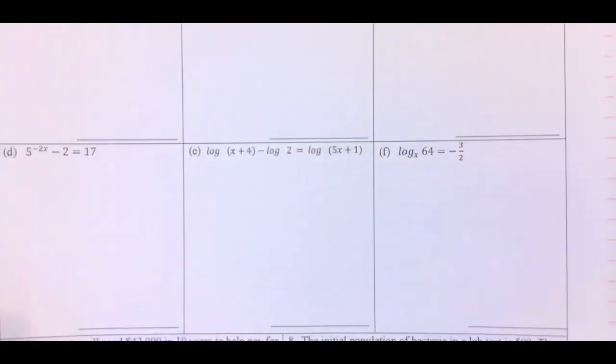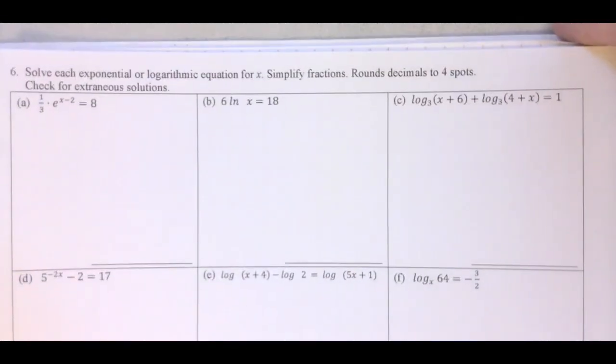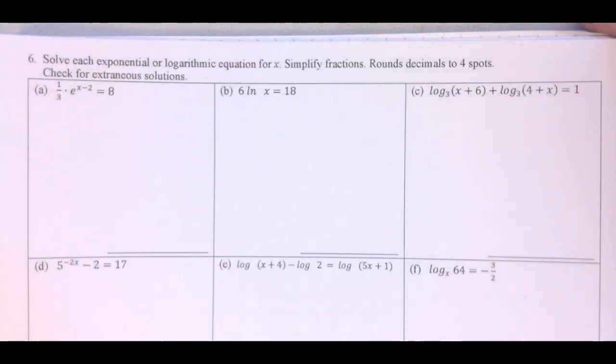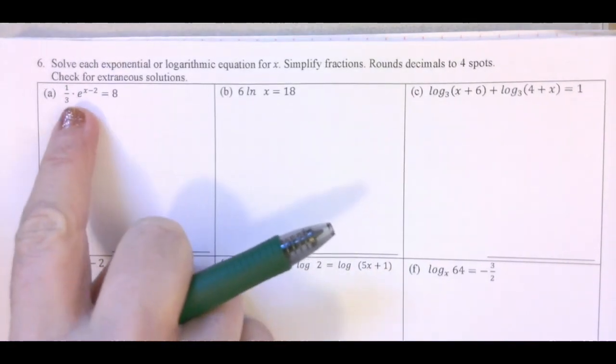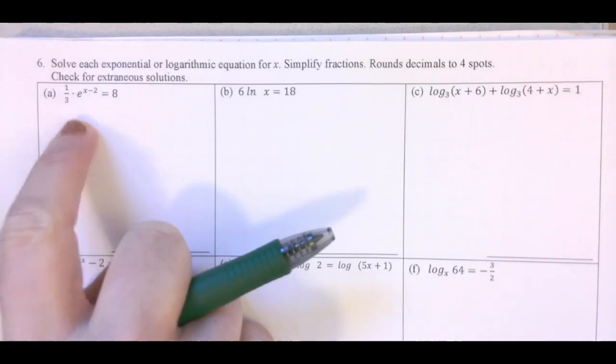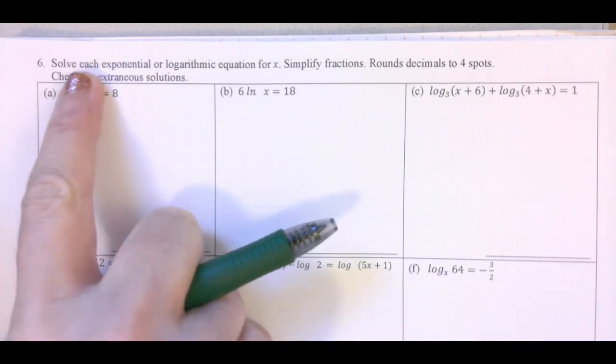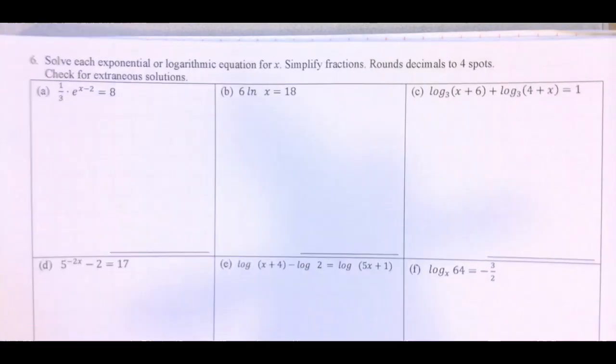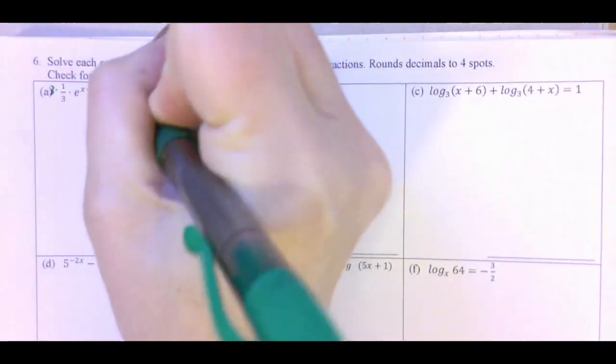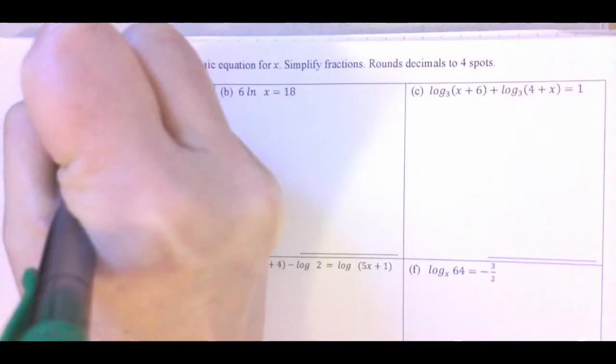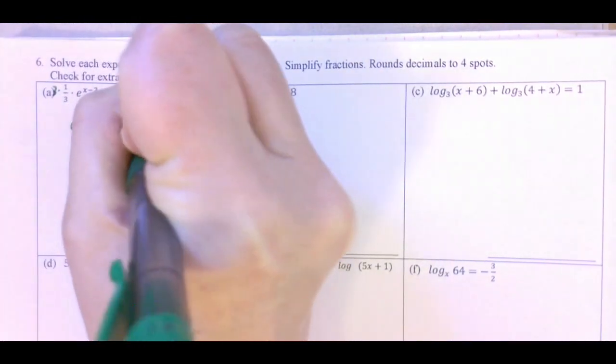Okay, here we're given a series of equations, so exponential or logarithmic. We want to solve for x, simplify fractions, decimals 4 spots, so nearest 10,000, check for any extraneous solutions. Okay, we'll talk about that once it presents itself. All right, first up. So here I see that x is in the exponent position, e is the base. So I want to get this part of it right here all by itself. So I'm going to clear the fraction, multiply each side by 3. So e to the x minus 2 power equals 24.